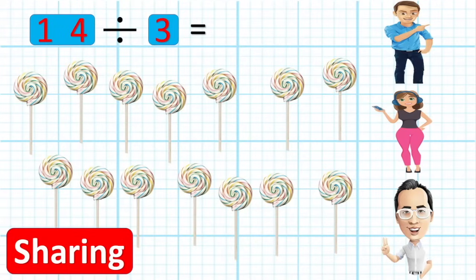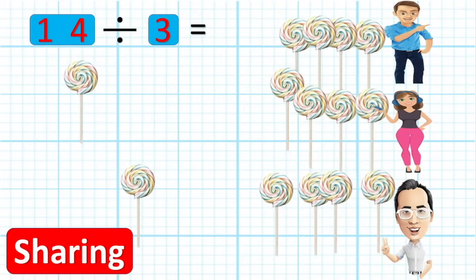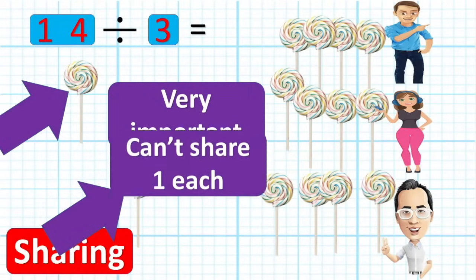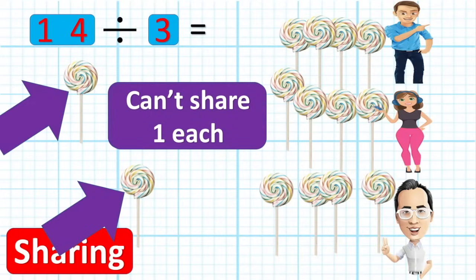Well, we can try and share them. I've got my 14 lollipops and my 3 friends. I'm going to share them evenly. Gives them 4 each again with these 2 left over. Now, these 2 left over are very important. I cannot share them evenly between my friends, so we have to leave it as a remainder. So 14 divided by 3 would be 4 remainder 2.